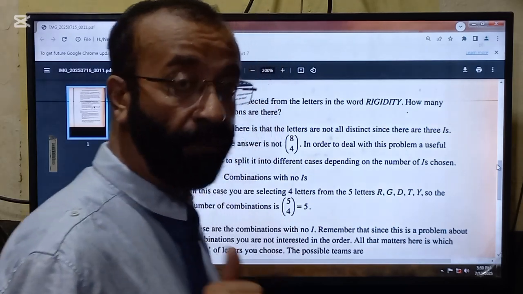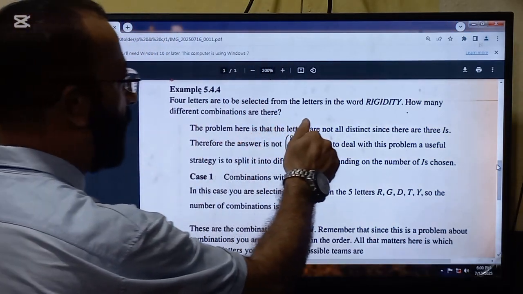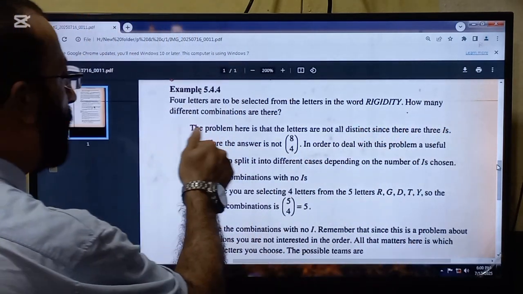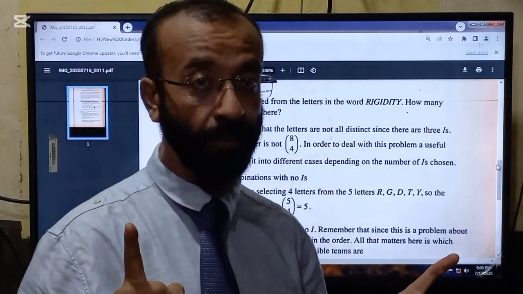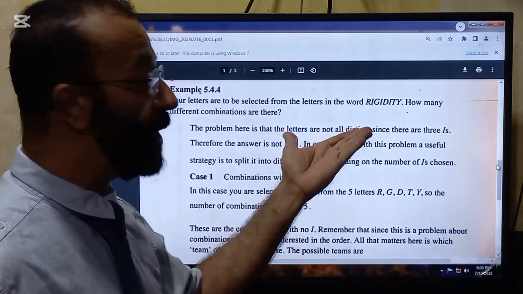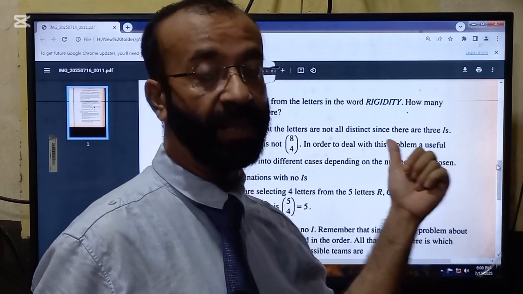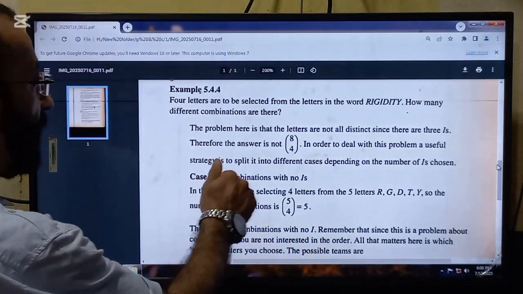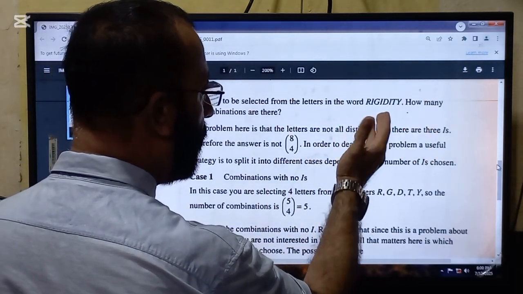Here is another very important question. So look now, 4 letters are to be selected from the letters in the word rigidity. How many different combinations are there? So look now, combinations, not permutations. If this was a question of permutations, it would be much easier, but this is a question of combinations. The problem here is that the letters are not all distinct, there are identical letters.